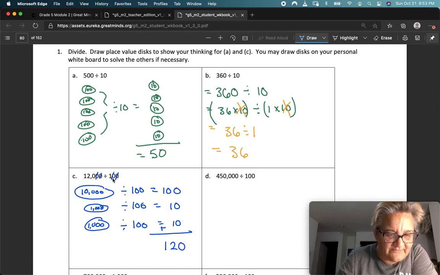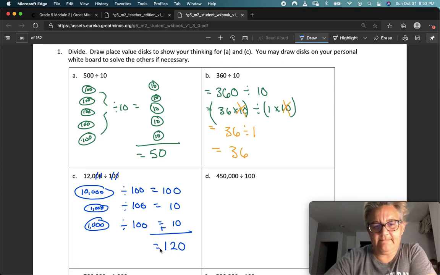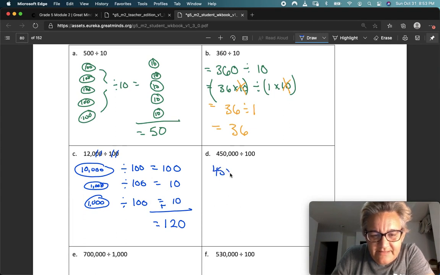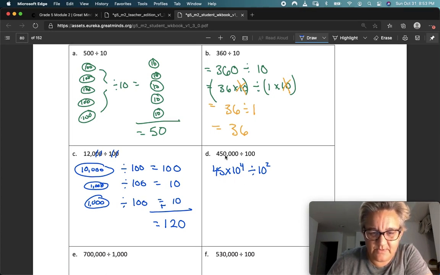Okay? And I can just see that here, 0, 0, 0, 0. And I have 120 divided by 1. Right? Okay, next one. 45 times 10 to the 4th divided by 10 the second, or squared, okay, or 100. And if I do it this way, 45 times 1, 2, 3, 4 zeros there, that means that 2 of these cancel out 2 of these. We're just doing a whole bunch of different ways here. I'm going to cancel this out completely, and this I'm going to change to 2, okay?